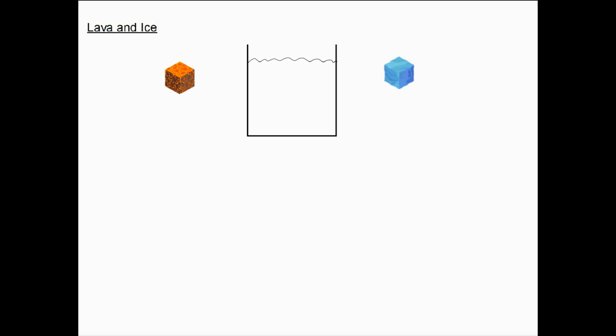And we can change the temperature of the water by adding lava cubes. And a lava cube, if I add it into the water, it will increase the temperature by 1 degree Celsius. And if I add an ice cube, it will decrease the temperature of the water by 1 degree Celsius.